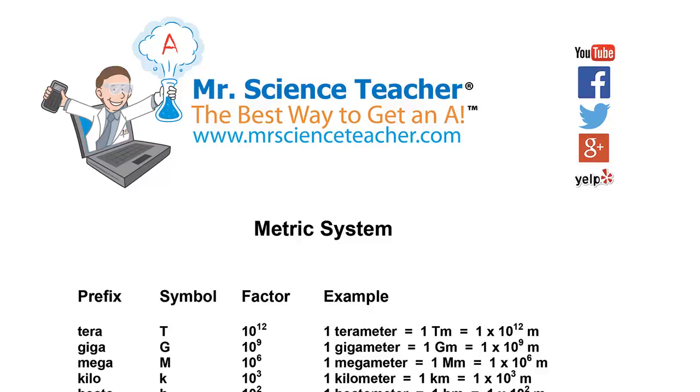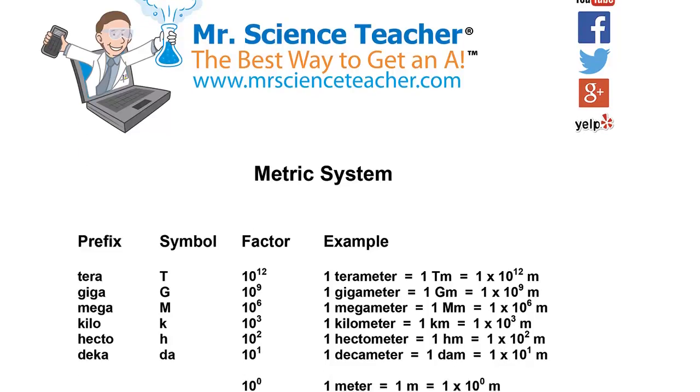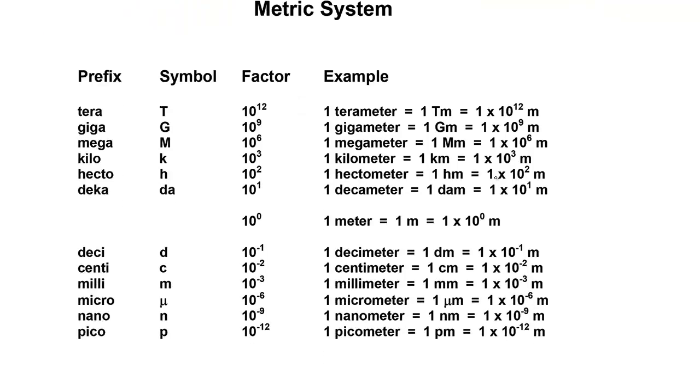Okay, today we're going to work on the metric system. First thing we're going to do is make some observations. First of all, we notice here's this power of 10 to some exponent. It kind of looks like scientific notation. That's why we did scientific notation first, so we can understand how it works.